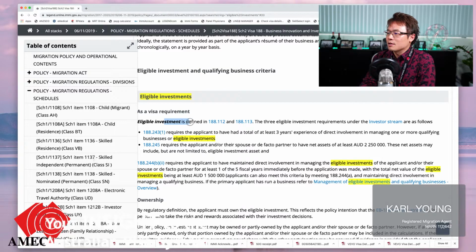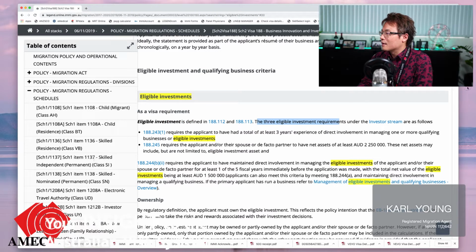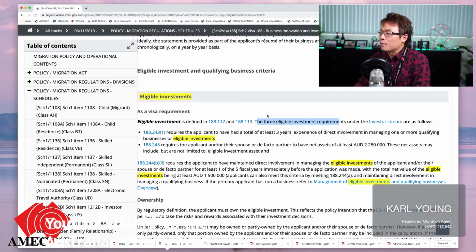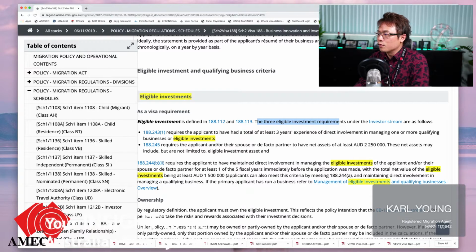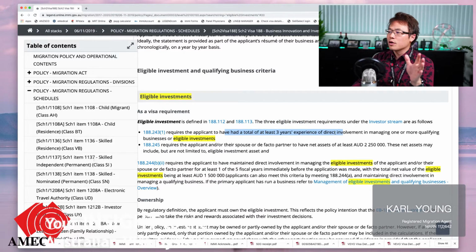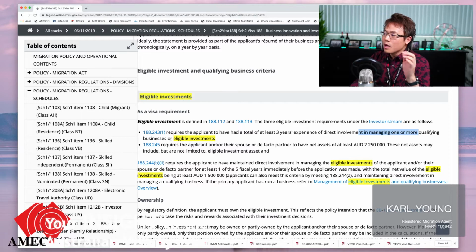So eligible investment is defined in 188.112 and 113. The three eligible investments required under the investor stream. So that's as well as it. Basically, 188.243 and 245 say that you need to have at least 3 years of experience in direct involvement in managing one or more qualifying businesses or eligible investments.